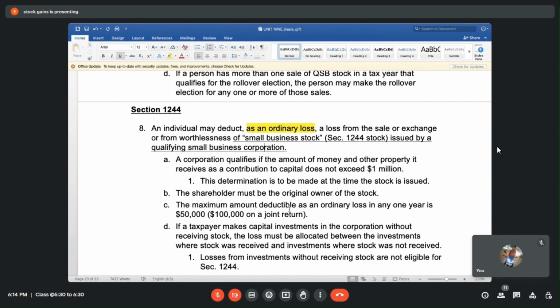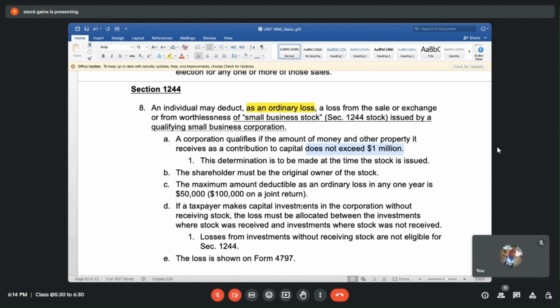There are certain conditions for it: the shareholder must be the original owner of the stock. They should not take that stock in a secondary sale. They should be the first owner of the stock. The maximum amount that you can deduct is $100,000. A corporation qualifies if the amount of money and property it receives does not exceed 1 million. So your total contribution to capital should be less than 1 million.